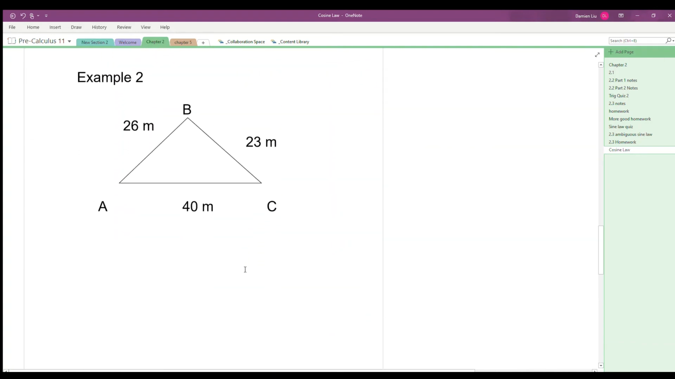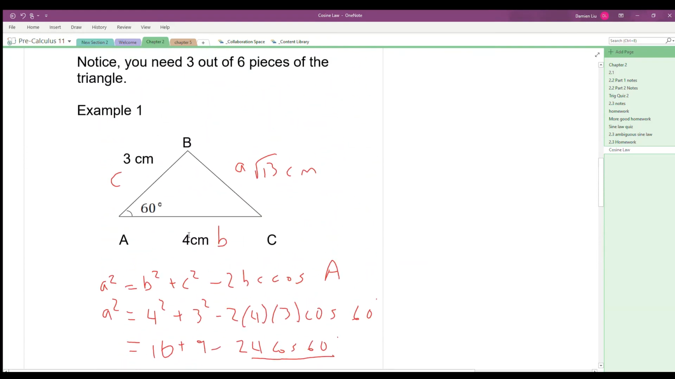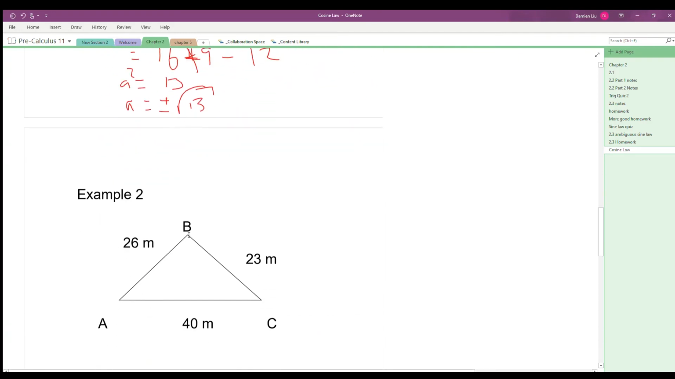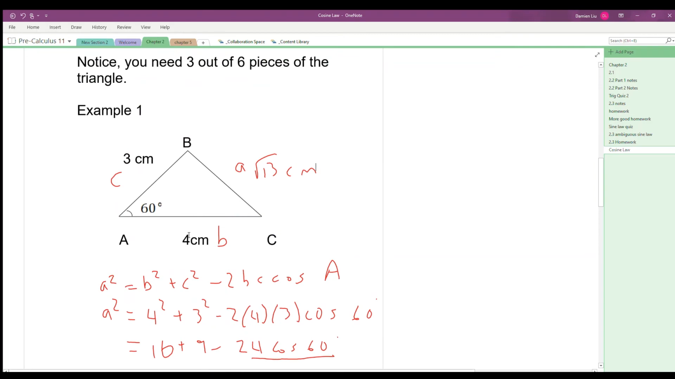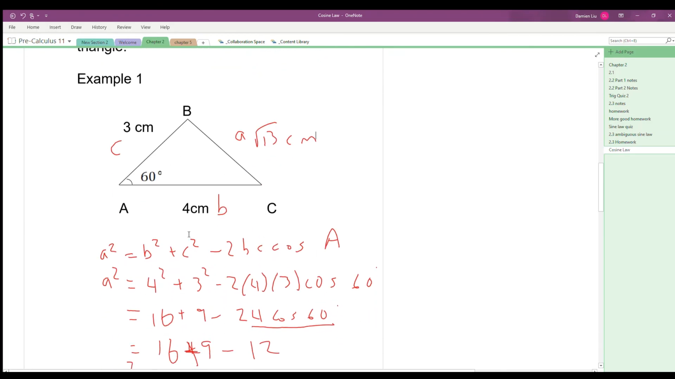Here is example number 2. All right, so do you notice again in this question, we have 3 out of 6 pieces. We have 3 sides, but we don't have any angles. And if you're asked to find, oh, let me go back to this question. Sorry. All right, what was asked here? Okay, there was actually no question.